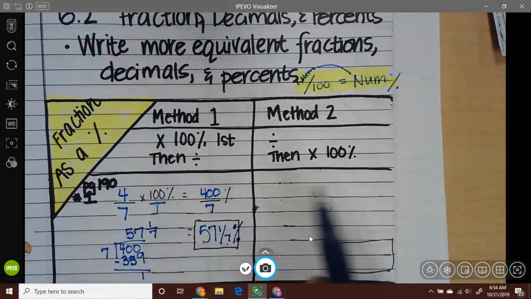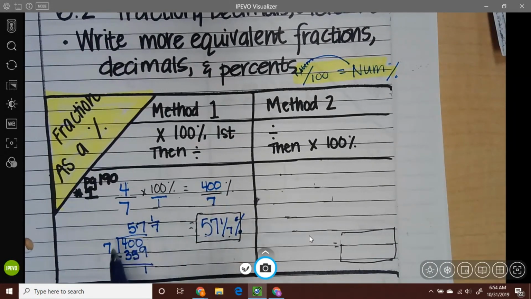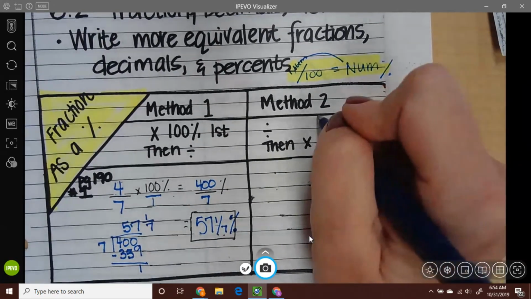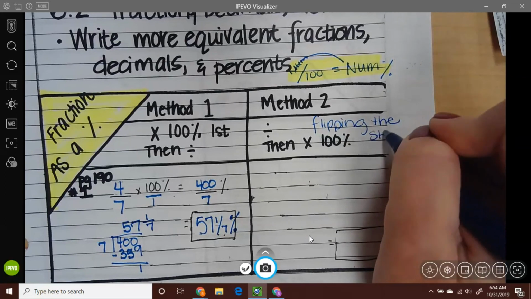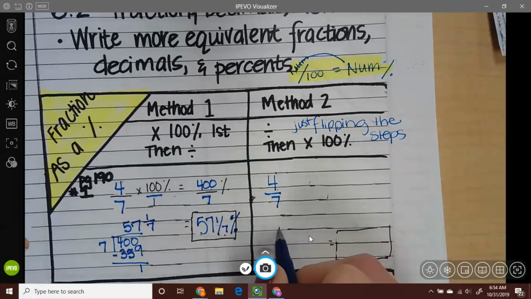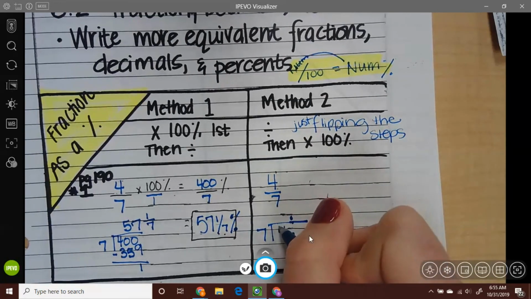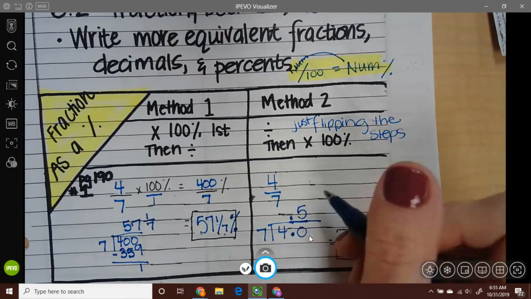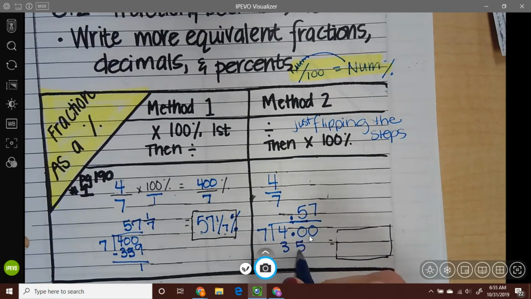Okay, some of you might prefer this. It's really just doing one step before the other. So instead of multiplying by 100% first, I would divide the fraction first and then multiply by 100. So really it's just flipping the steps. Okay, so if I had 4/7, I would do 4 divided by 7, which I'd have to put a decimal point and a 0 in the remainder. So I'd end up with the same numbers here and with 1 remaining.